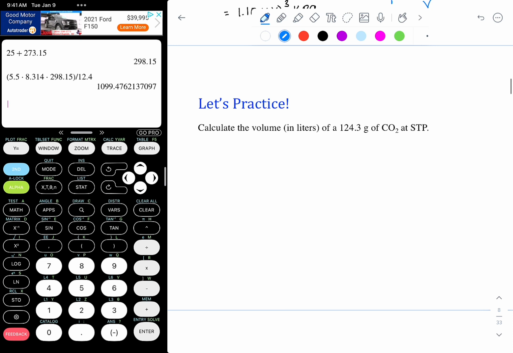Okay, here's another one. I want you to try this one independently. Calculate the volume in liters of a 124.3 grams sample of carbon dioxide at STP. For this one, we need the R value for atmospheres, which was 0.08206 liters times atm per mole Kelvin. So that's R. We have PV equals nRT. Okay, so try this one independently.